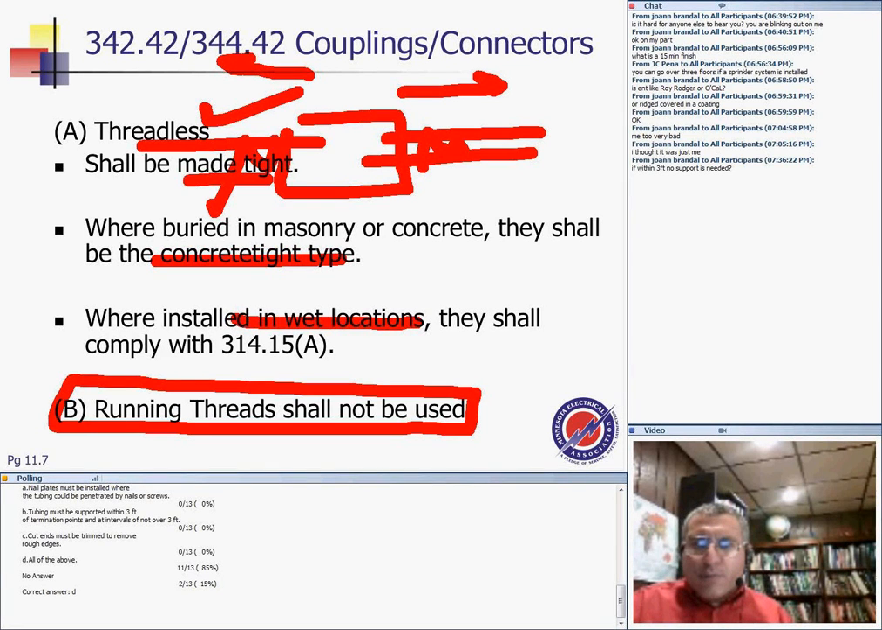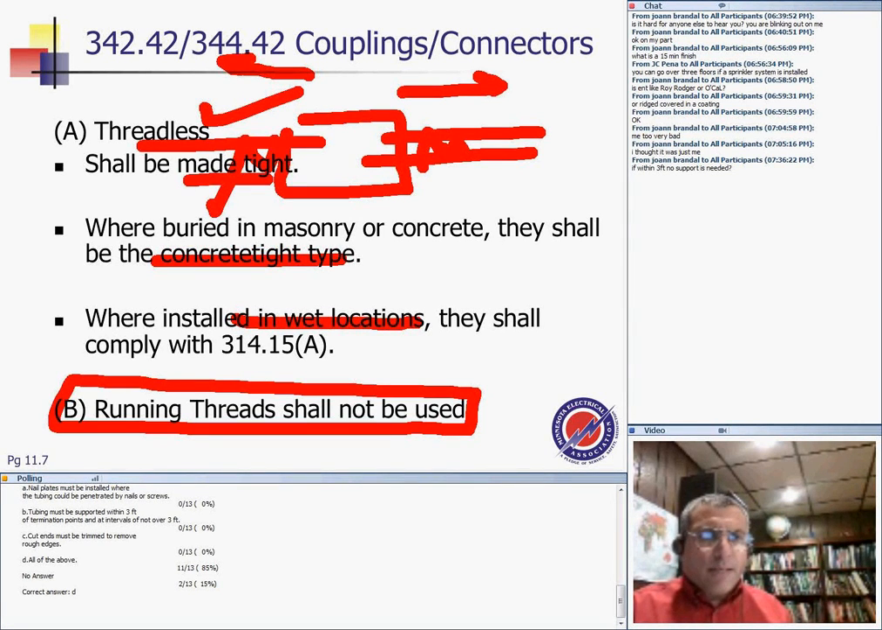The reason why they don't want you to use running couplings is because you can't get them tight. You can't get them tight enough to make a good equipment grounding conductor. So running threads shall not be used. Running thread shall not be used. Any questions, guys? Any comments about that?